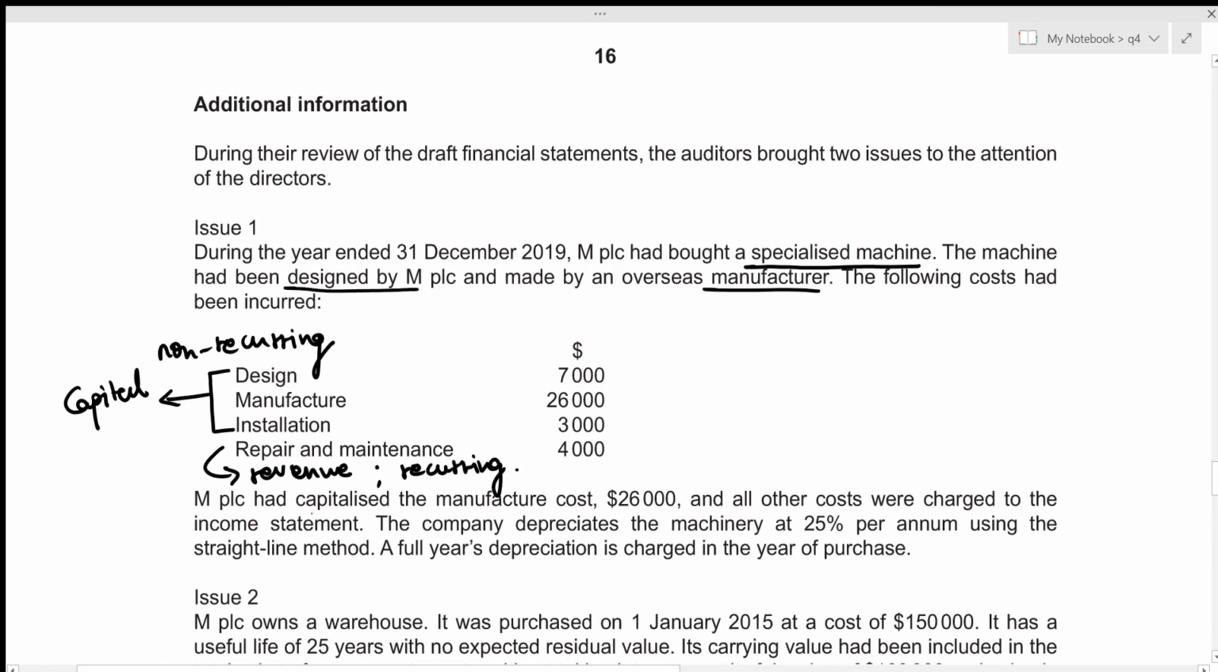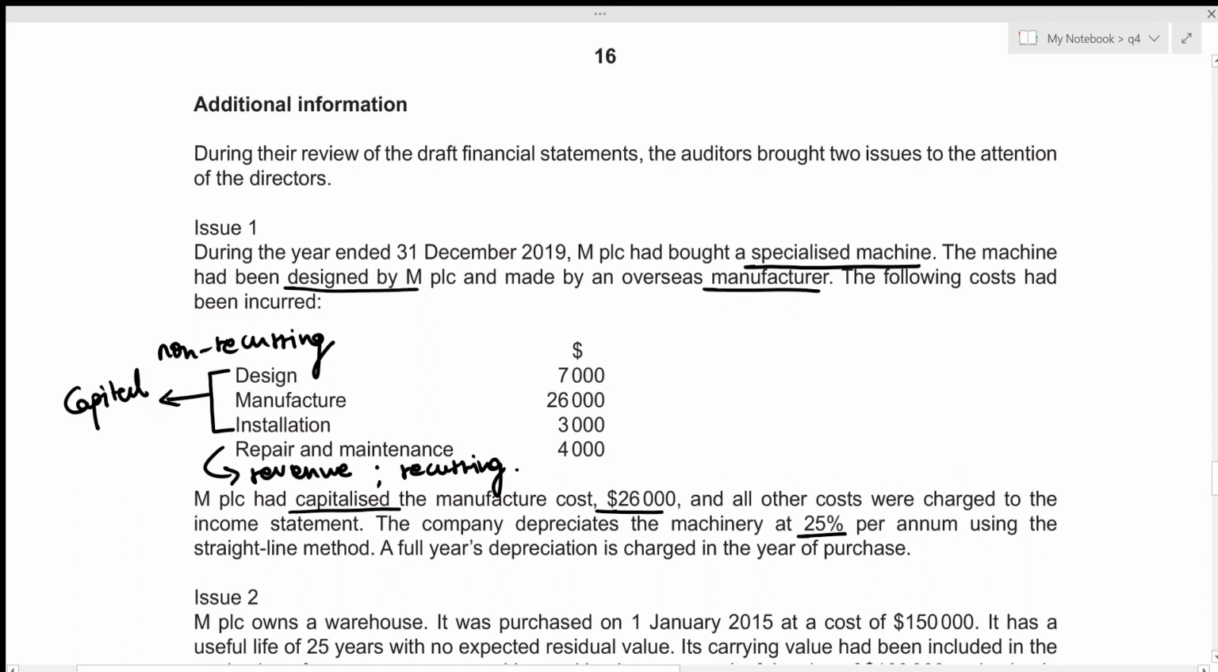Okay, and then we are told that MPLC had capitalized the manufacturer cost of 26,000 and all other costs were charged to the income statement. So like I said before, instead of just charging the manufacturer as a capital cost, we had to charge our design and installation as well, right? But in case of MPLC, they actually capitalized the manufacturer cost and charged the design and installation towards the income statement as a revenue expense. So that's an error, right? The company depreciates the machinery at 25% per annum using straight line method. A full year's depreciation is charged in the year of purchase.